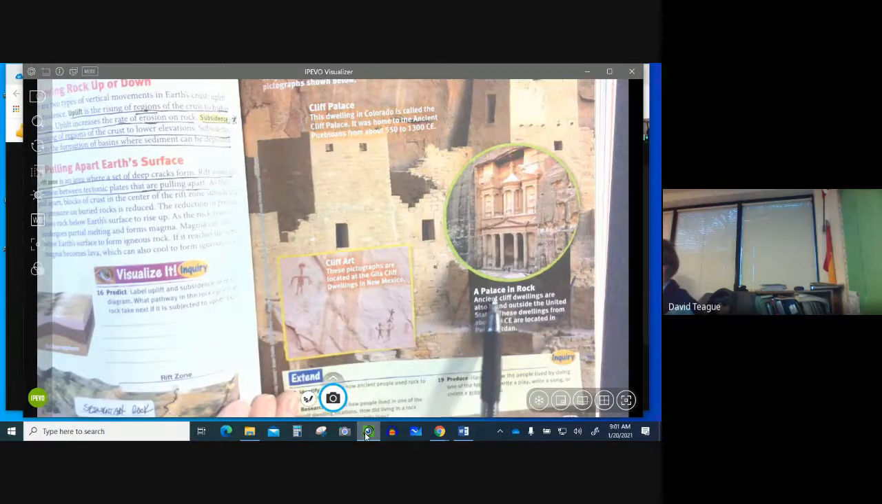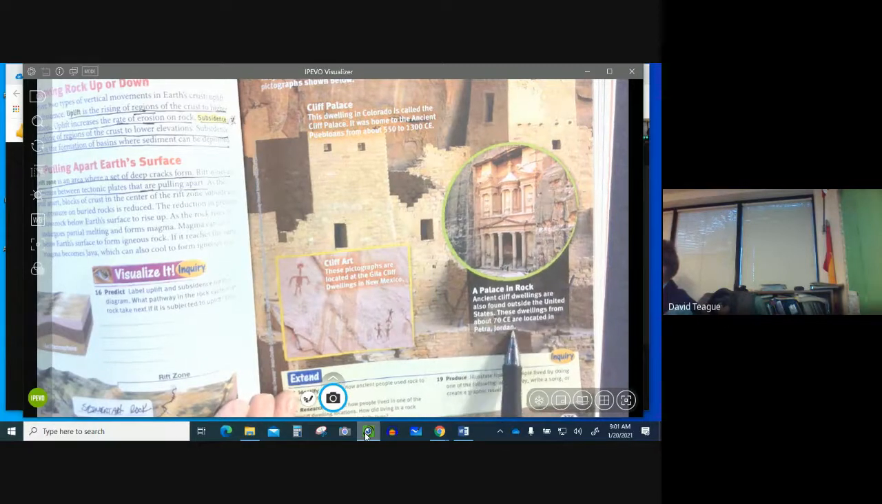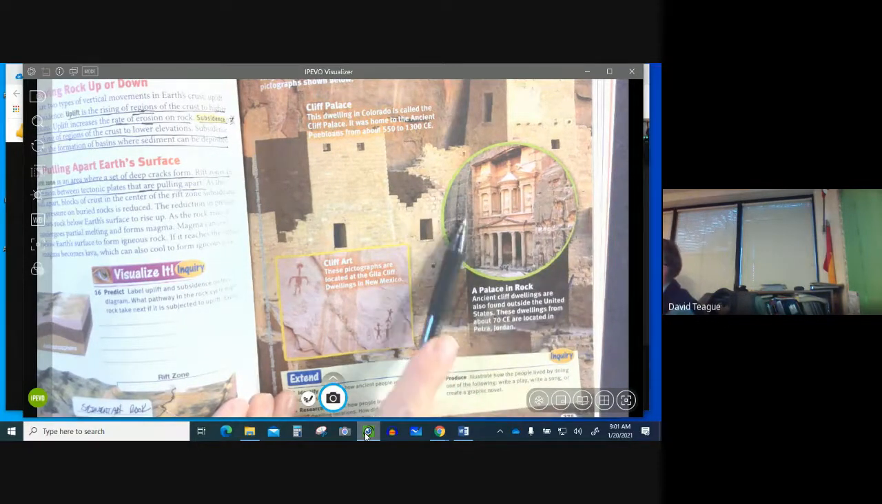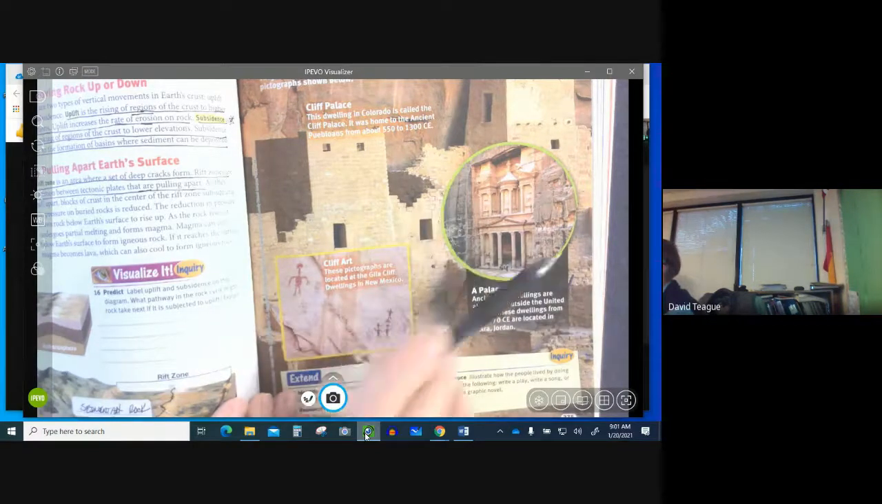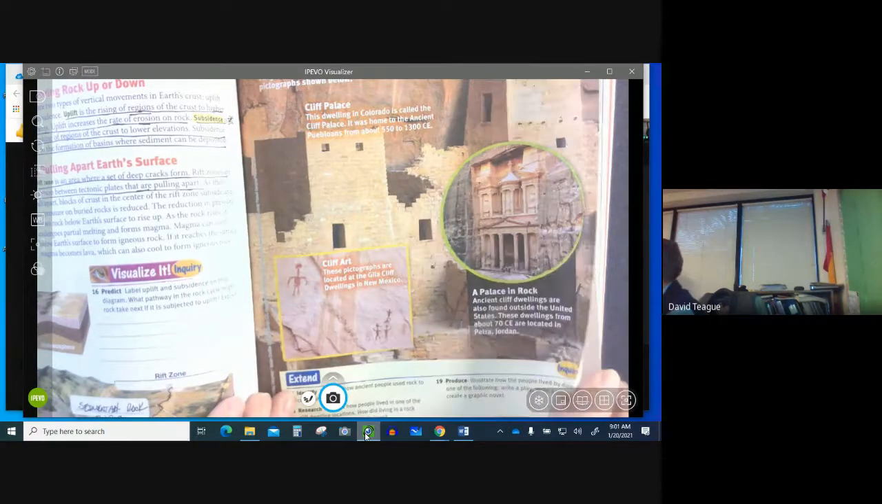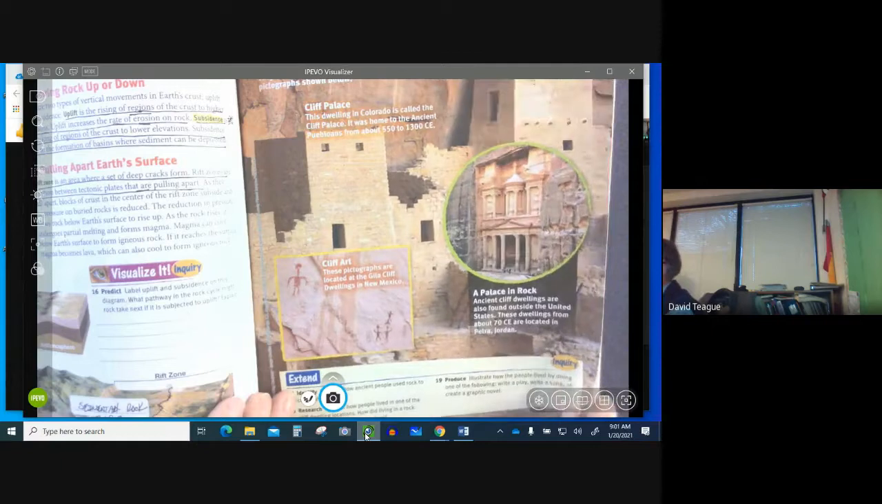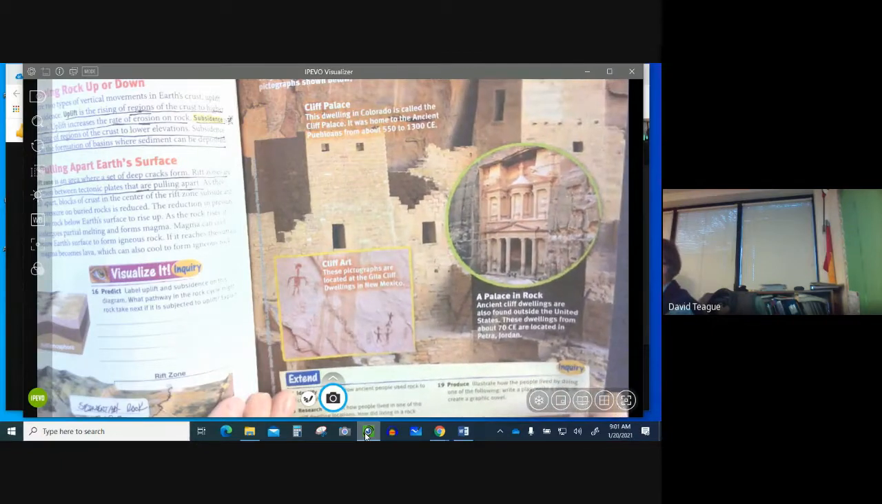A palace in rock. Ancient cliff dwellings are also found outside the United States. These dwellings from about 70 CE are located in Petra, Jordan. So they just went into the side of a cliff and started carving this building. They just started on the side and kept going deeper. Isn't that crazy? Can't even imagine how long that took.